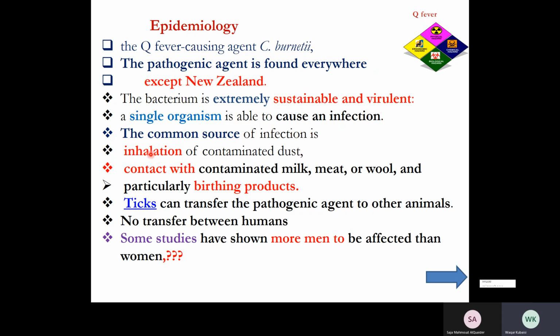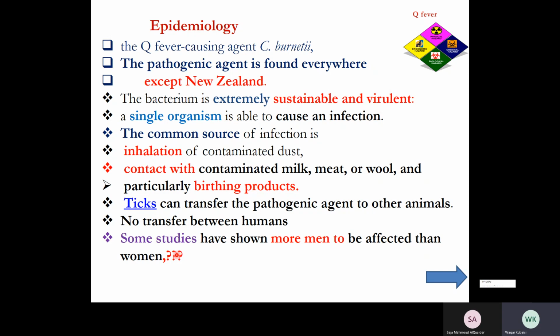Common sources of infection, of course, as we said: inhalation, and contact with contaminated milk and meat, and particularly the birth products, because it occurs in high quantity in the birth products of animals. Ticks can transmit it, but as we mentioned, it's very, very rare. There is no man-to-man transmission.